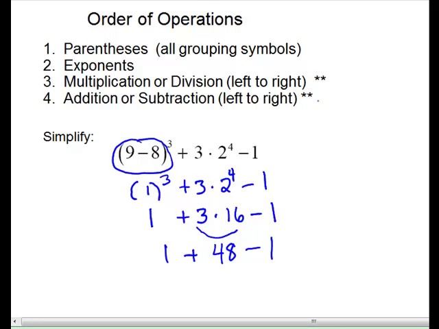And that brings us down to level 4. Add or subtract left to right. So 1 plus 48 is 49. Minus 1 will give us 48. And you should have a few steps here. Rule of thumb is to do one thought process per line. So it was okay to do both of the exponents on the same line.